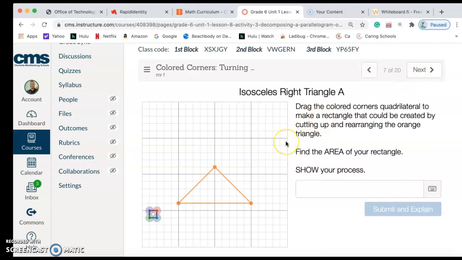Drag the colored corners to make up a rectangle that could be created by cutting up and rearranging. So again, here's my shape, right? And it's 1, 2, 3, 4, 5 on this side. It's 1, 2, 3, 4, 5 on this side. So it's an isosceles triangle. It's equivalent on this side and this side. Well, what I could do is I could just take this bad boy, cut off the other side of that triangle, decompose, and rearrange it.